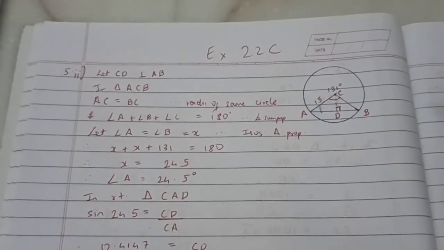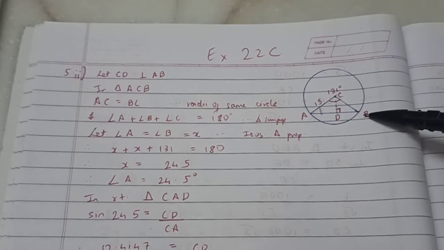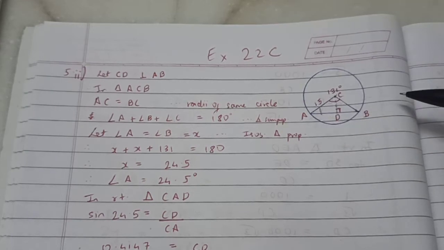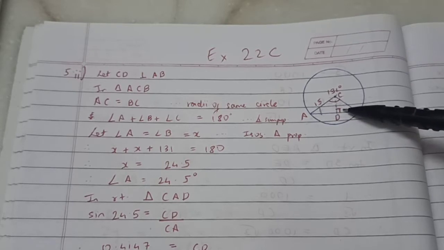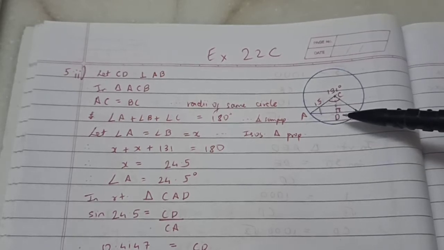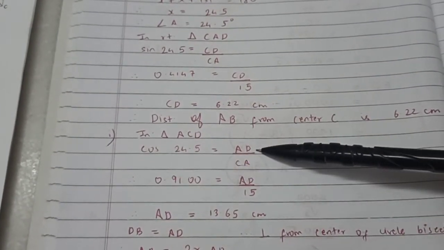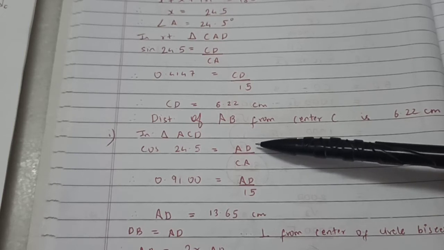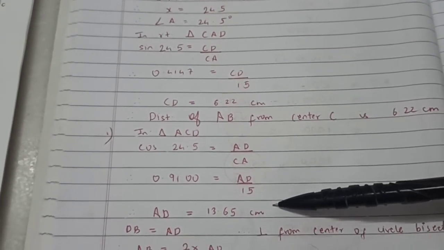Next, we have to find AB, that is the length of the chord. That is Roman number 1. First we'll find AD and then we will be able to find AB. AD is an adjacent side, so we'll have to use cos. Here, cos 24.5. Again, that can be found directly from the trigonometric table. That's AD upon CA, cross multiply, and we get the answer as 13.65 centimeters.